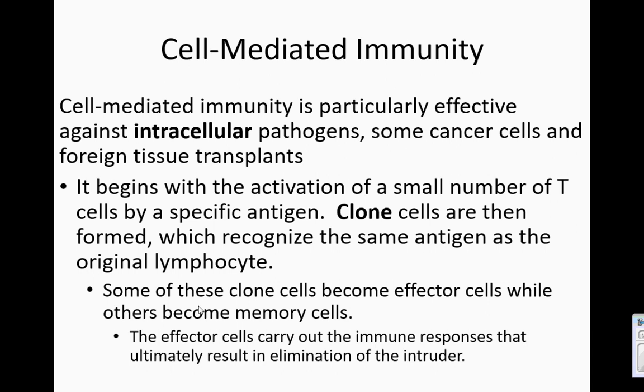It begins with the activation of a small number of T cells by a specific antigen. We then produce clone cells that recognize that same antigen as the original lymphocyte. Some of these clone cells become effector cells, while others become memory cells. Effector cells carry out the immune responses that ultimately result in elimination of the intruder. It's a lot more complicated than this, as you guys can imagine. I'm trying to keep it pretty simple for you.